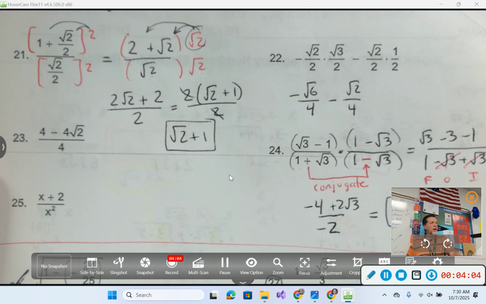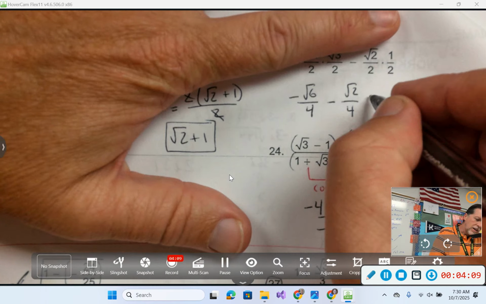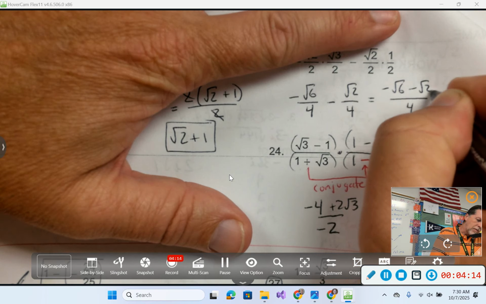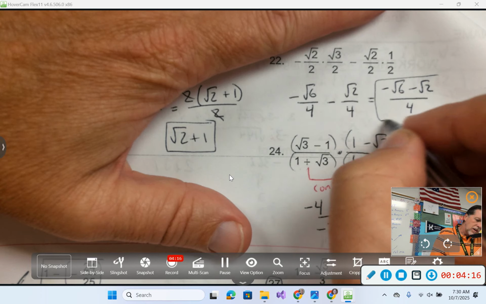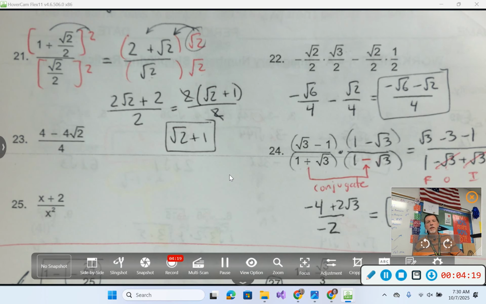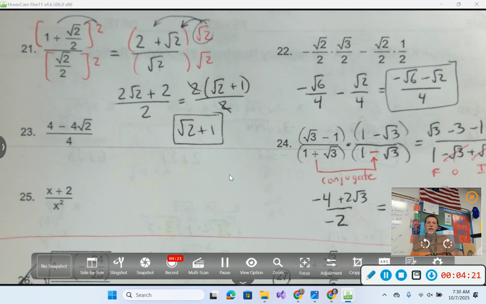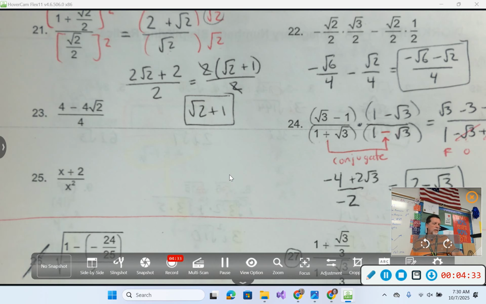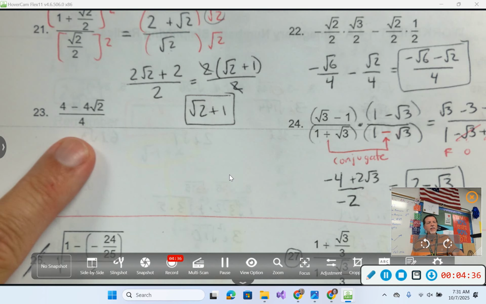In order to subtract fractions, I need a common denominator. We already have a common denominator of 4. So I can just do negative root 6 minus root 2. And I can't subtract those. How about 23? These are getting easier as we go here.